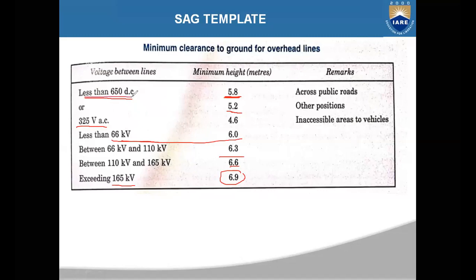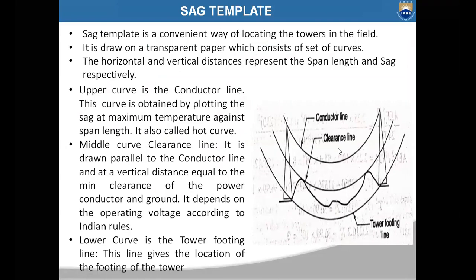So when it is less than 650 volts, you may use 5.8 across public roads, and 5.2 for other positions, and 4.6 for 325 volts. So these are the minimum clearances that should be kept depending upon your voltage levels. So now here the clearance line will be drawn based upon these values. So this minimum clearance line will be exactly parallel to the conductor line and at a vertical distance equal to the minimum clearance of the power conductor and ground.